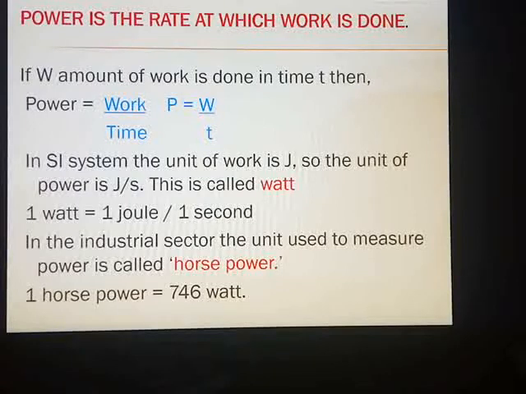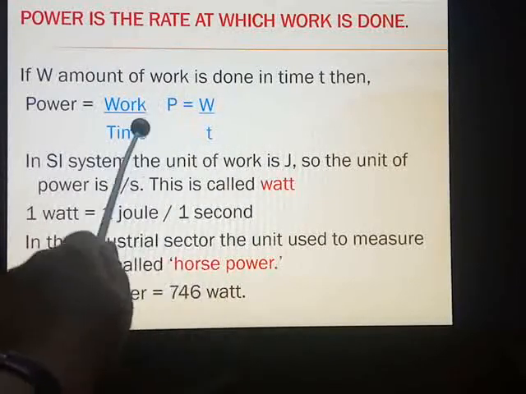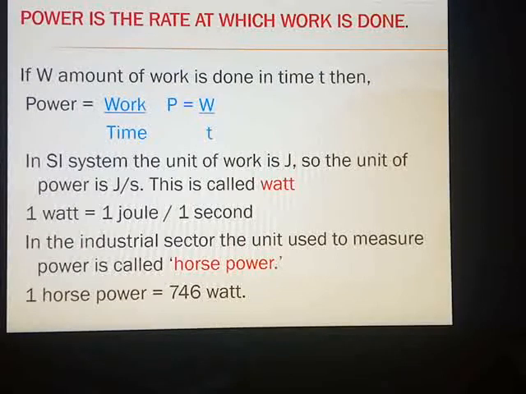So what can you say about 1 watt? 1 watt is 1 joule of work done in 1 second. In the industrial sector, the unit which is used to measure power is called horsepower. Remember all these units and formulas very thoroughly. Under objectives it can be asked in the exam. 1 horsepower is equal to 746 watt. This conversion also should be remembered by you.